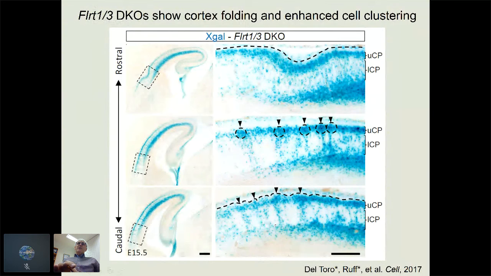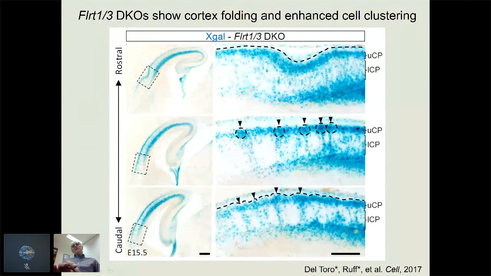He then looked again using the FLIRT3 LacZ allele at this funny clustering event. He noticed that that was even stronger. These are actually pictures from the same embryo going from rostral to more caudal sections.